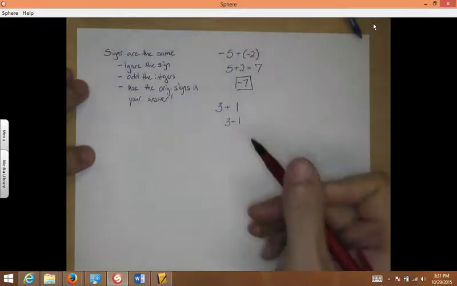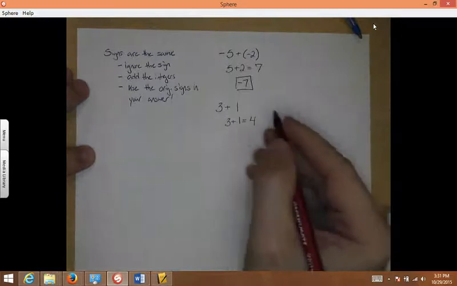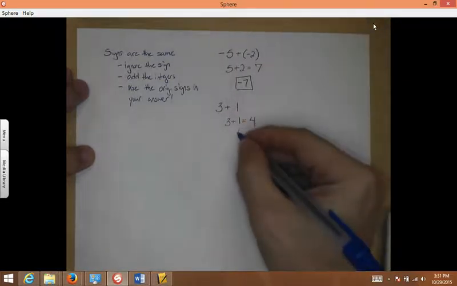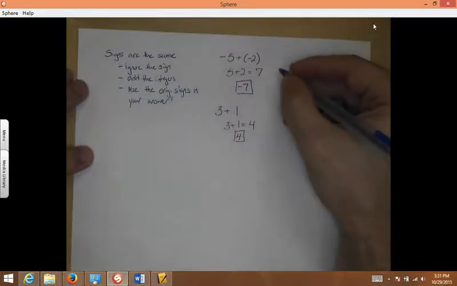So, 3 plus 1 equals 4. Now, the original signs were positive, so the answer is +4. And it's that easy. We'll do one more with the negatives because people tend to get scared with them.